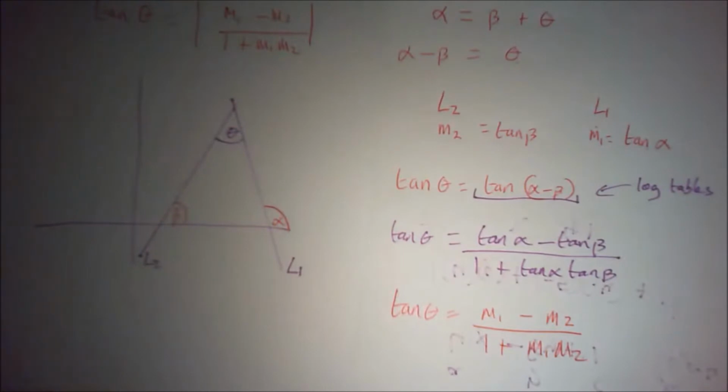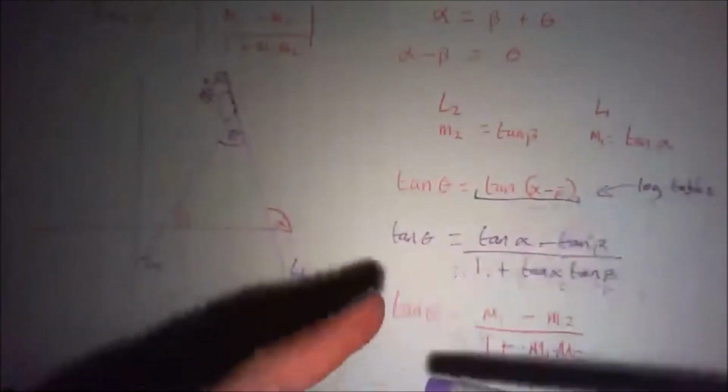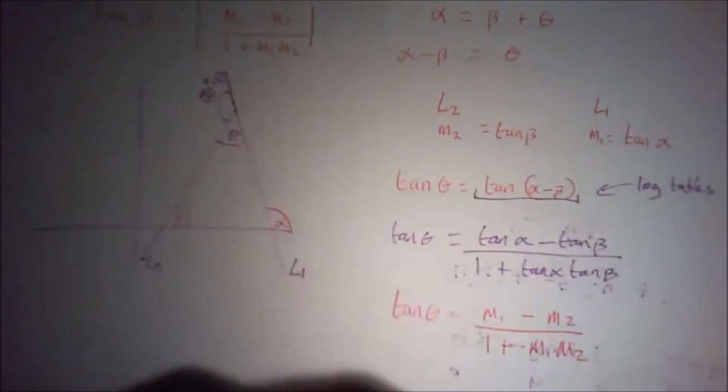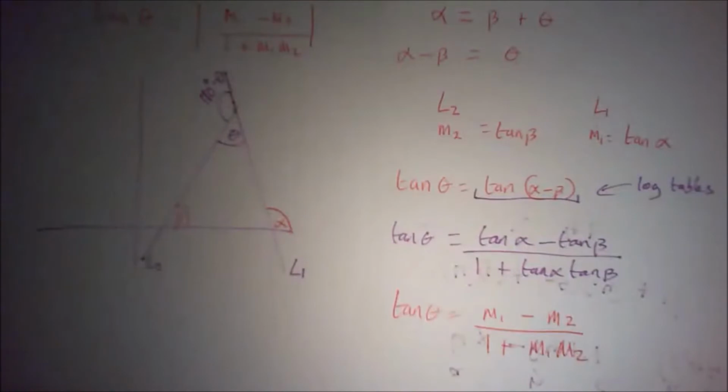Now, let's get a bit technical here. If you wanted to get this one up here, well, that's just going to be 180 minus theta. And then you can work out that's the same as getting the negative version, 180 minus whatever that answer is. So that's getting your obtuse angle. So that's how you get the very basic ones.